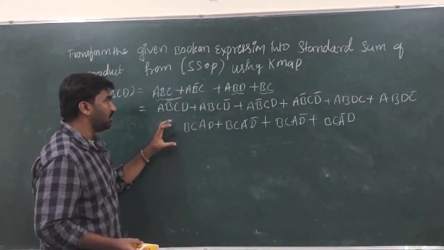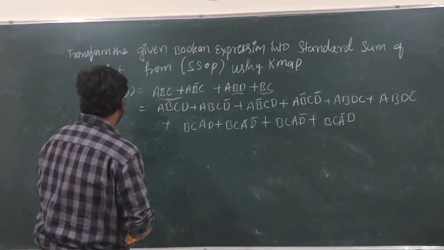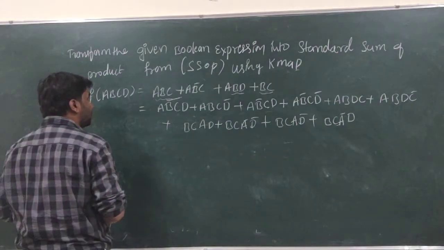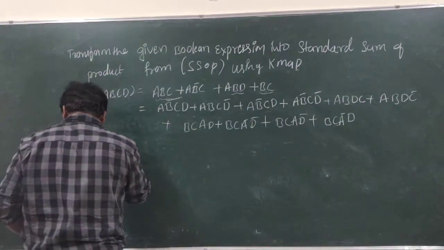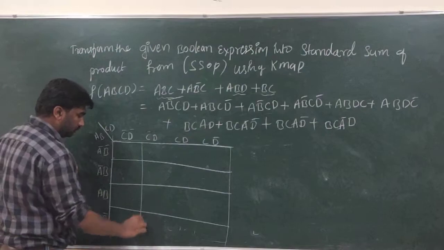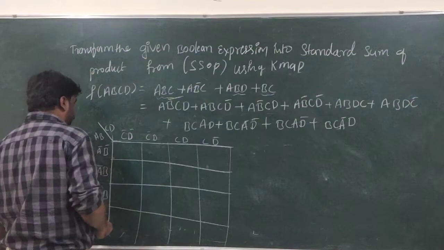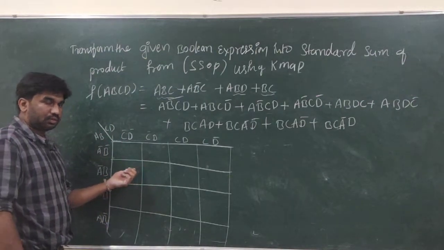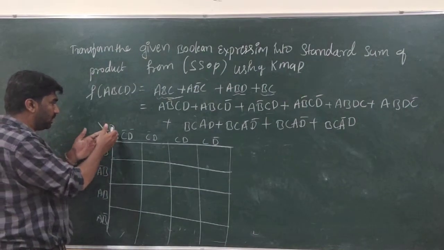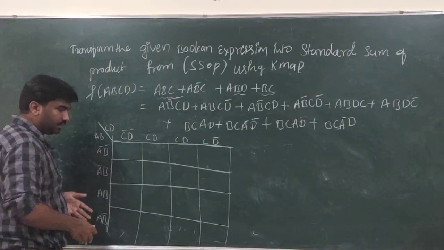For this Boolean expression we can reduce it to SOP form using the K-map. So here a 4 bit K-map, that means 4 variable K-map, we are getting 16 cells. So our 4 variable K-map will be like this. On the left side we are taking the AB coefficient and here the CD.